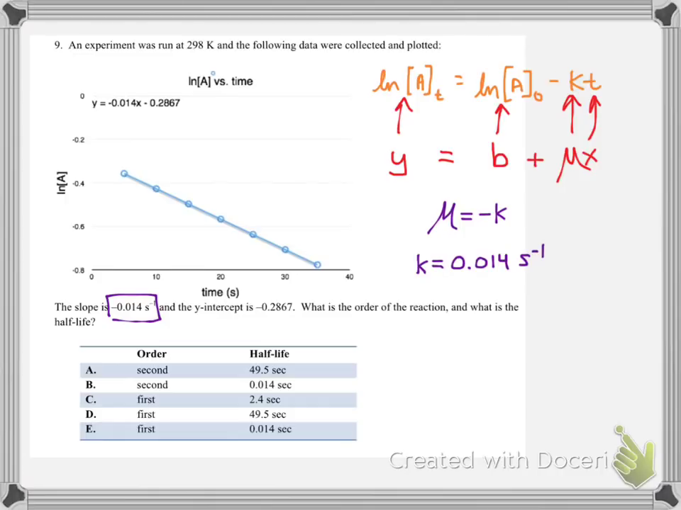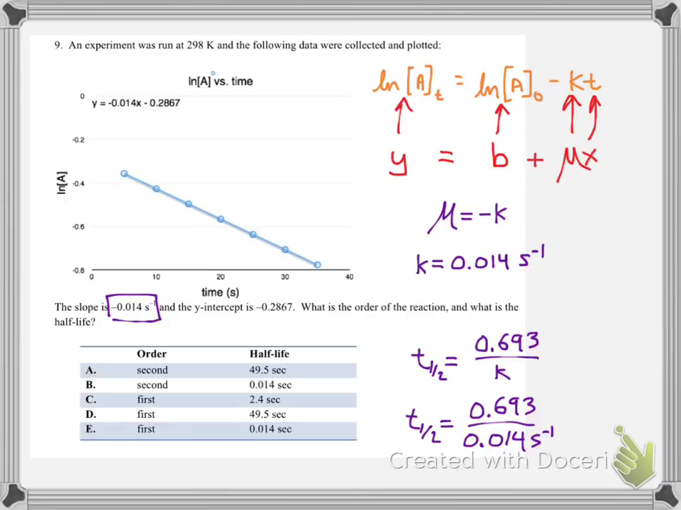And now we have all the information we need to solve this problem. Recall that for first order kinetics, half-life, T1/2, and k are fundamentally related. So half-life is equal to 0.693 divided by k, which means if you know one, in this case k, you can find the other. So, plugging in our k, we will get that half-life is equal to 49.5 seconds. Choice D for the win.